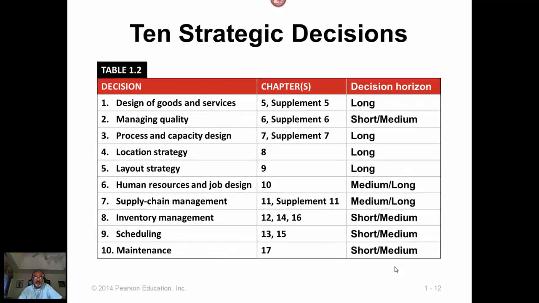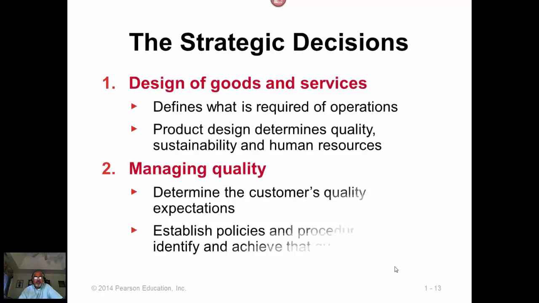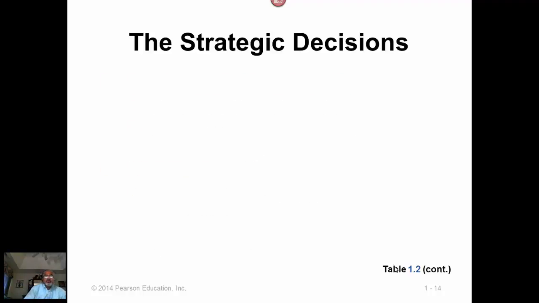Now there are 10 strategic decisions in operations management. Okay, let's go over them one by one. Design of goods and services, what kind of product that we're going to produce to satisfy customer demand. And then how do we define quality in terms of customer expectations, and what are the processes that we're going to implement to achieve those quality goals.